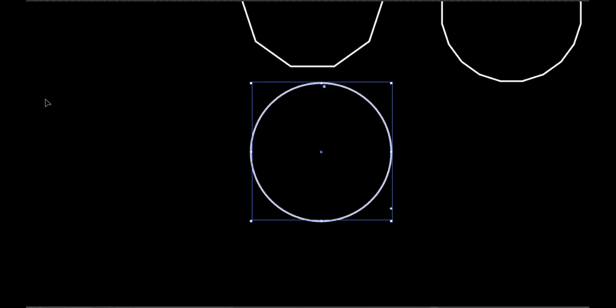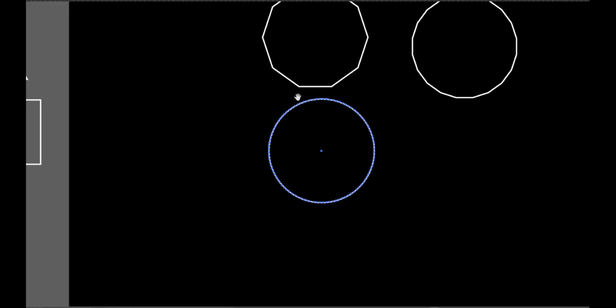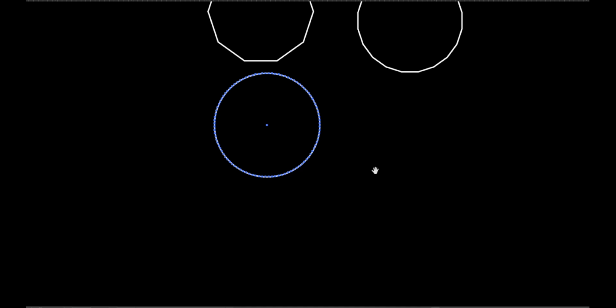I'm not missing it. See all those dots right there? That's the connection of the straight lines, the straight segments. So that's only 100. What if I put 1,000 or 1,000,000? Yeah, that's a circle, bro. It's pretty close to a circle. Okay. All right.